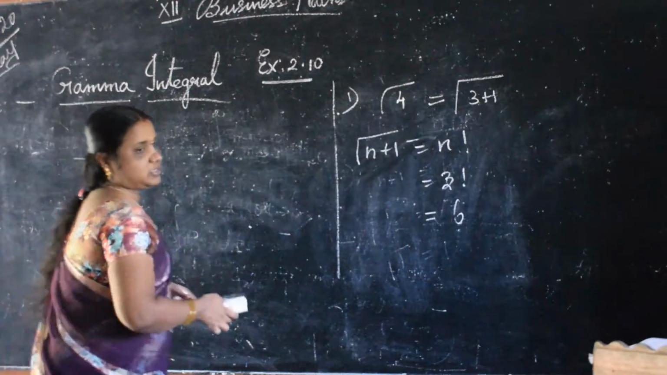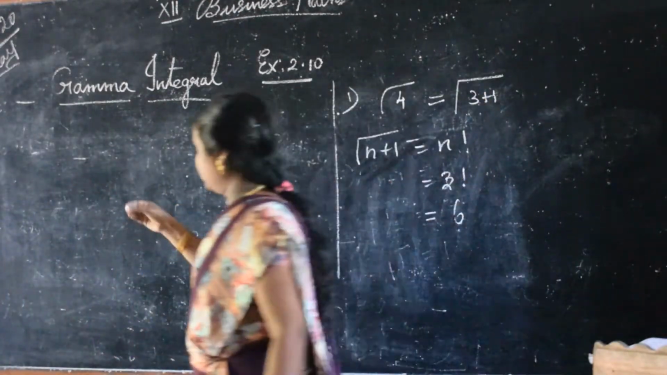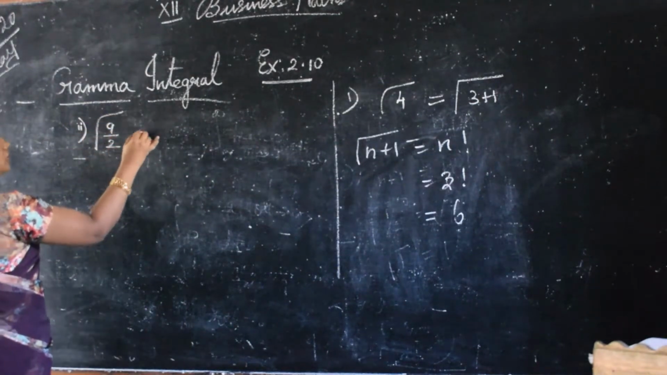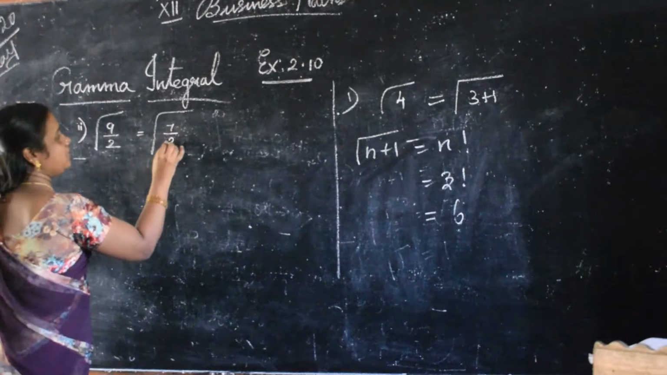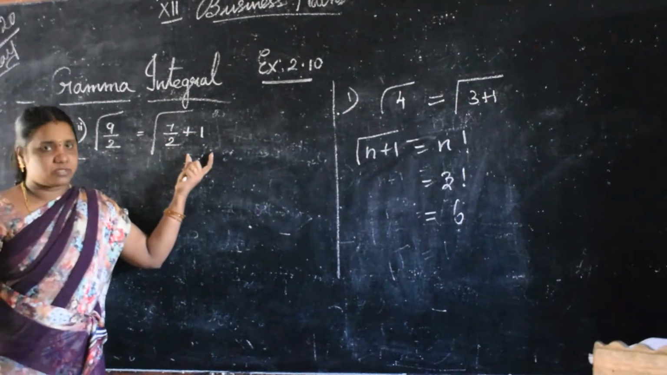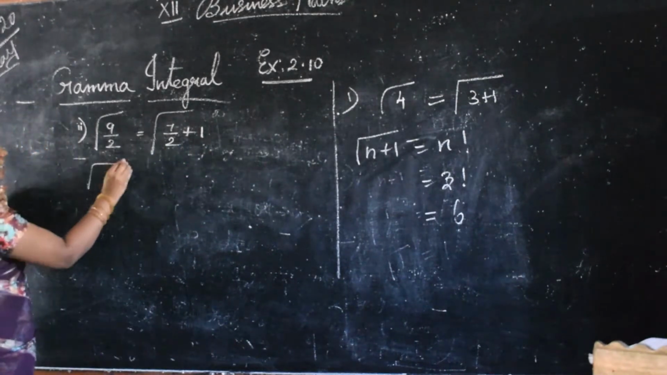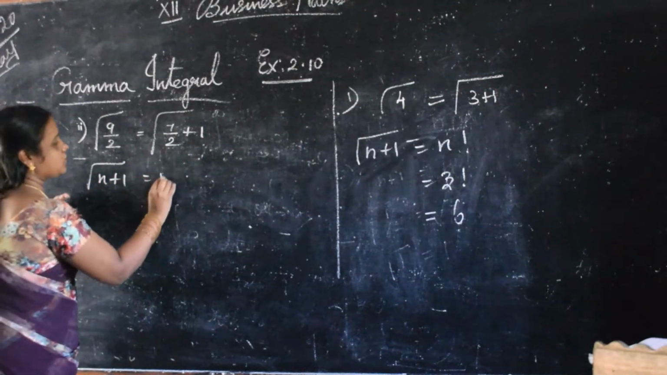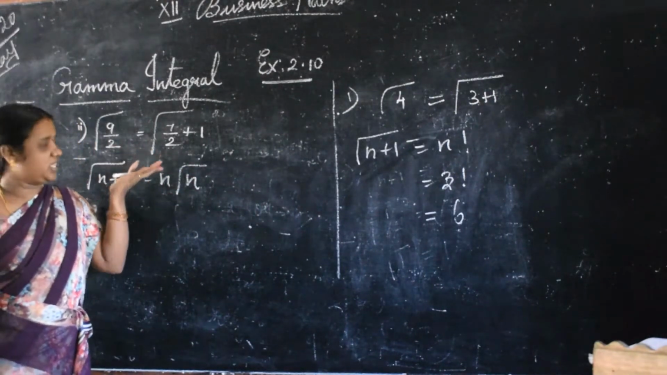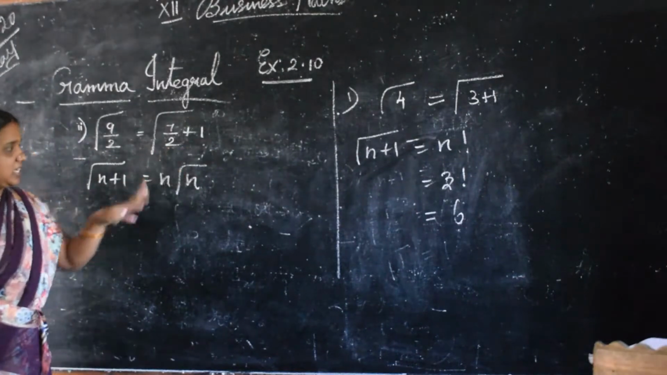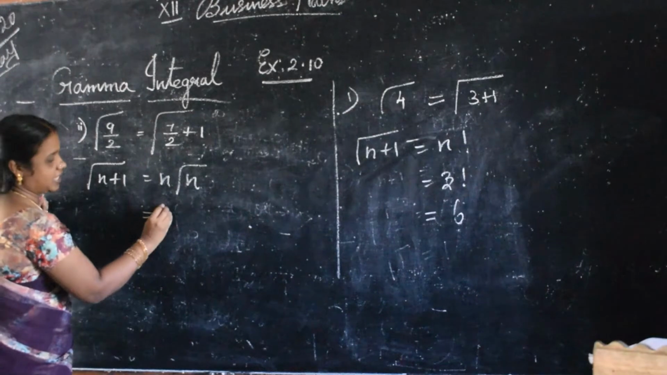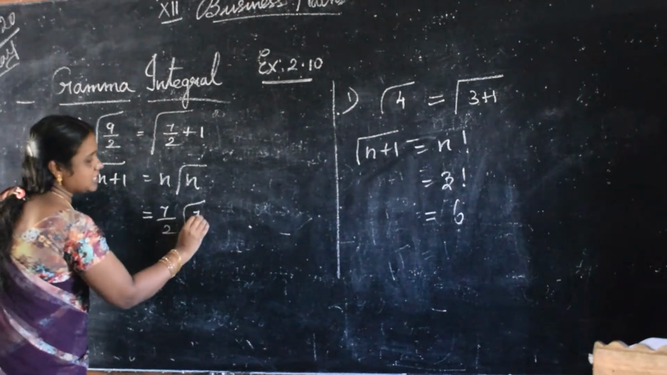See next, second question. What is the second question? Gamma of 9 by 2. This one I am going to write as 7 by 2 plus 1. The 9 by 2 I have split as 7 by 2 plus 1. Here I am going to use this property: gamma of n plus 1 is equal to n gamma n. This property only I am going to use in this problem. So listen. Gamma of n plus 1 is n gamma n. That means 7 by 2 gamma 7 by 2.